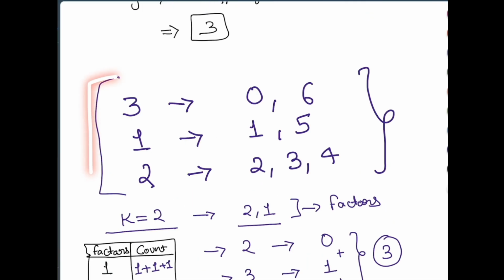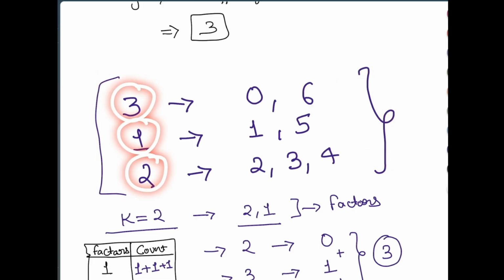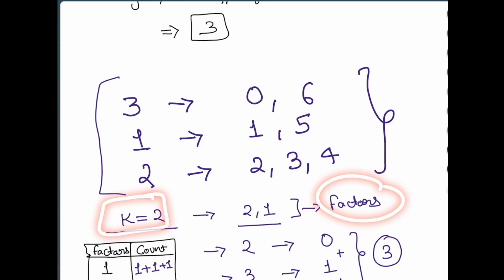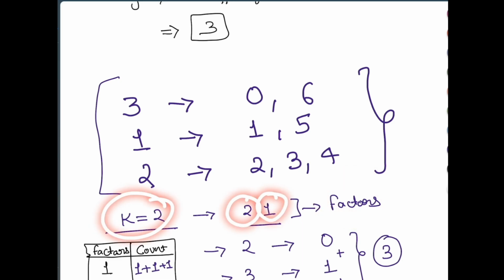So now again let us focus on our original example. We had 3 values in our example, 3, 1 and 2. The indexes for 3 are 0 and 6. For 1 it is 1 and 5. For 2 it is 2, 3 and 4, and the value of k is equal to 2. First thing which you need to find is what are the factors of my k. So the factors of my k are 2 and 1, okay? Because this k can be divisible by 2 and 1. So you can say these are the divisors or the factors.